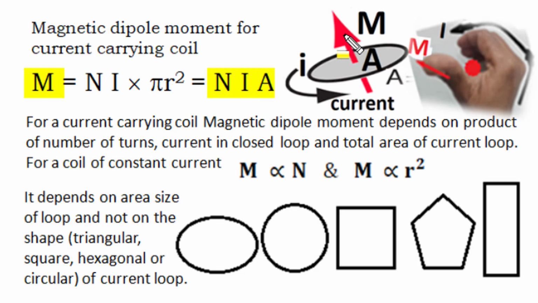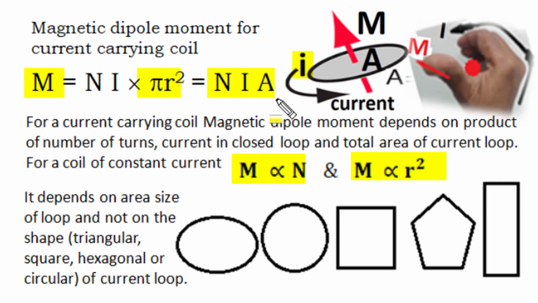So for a current carrying coil of constant current, magnetic dipole moment is directly proportional to its number of turns, and if we double the number of turns in a coil with the same area and same current, the magnetic dipole moment will get doubled. The magnetic dipole moment of a circular current loop depends upon radius squared for the same current and number of turns, and if we double the radius of a circular current loop, its area will become 4 times and magnetic dipole moment also becomes 4 times.